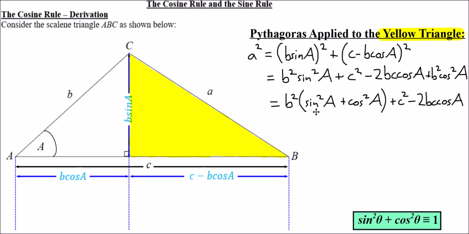And so this bracket here is going to be 1, so b squared multiplied by 1 is just going to be b squared. So we have b squared plus c squared minus 2bc cos A.